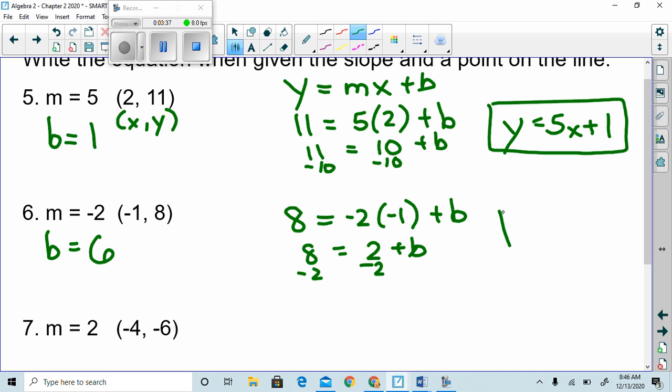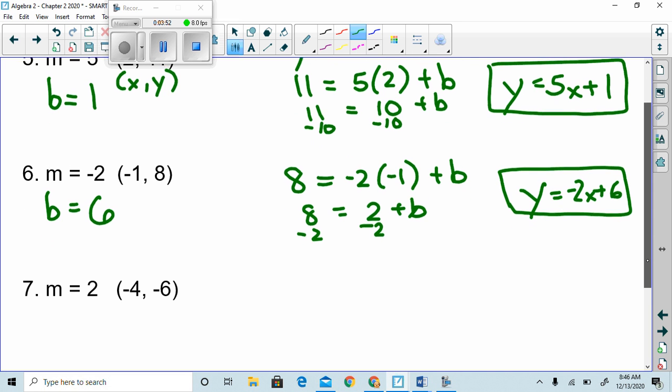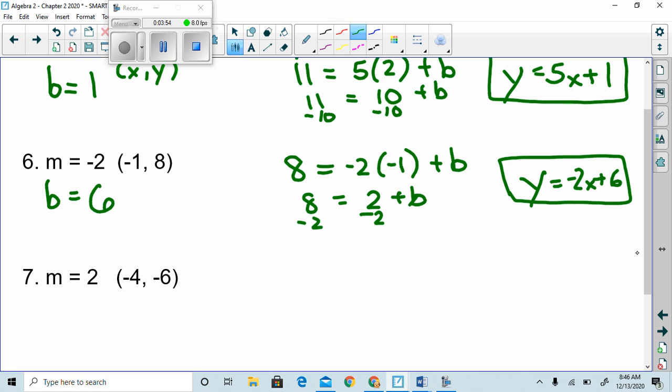Since I have my slope and y-intercept now, I have my equation. Y is equal to -2 times x plus 6. Again, the x and y variables get replaced back into the equation for the final answer. We're not substituting in the numbers at that point.